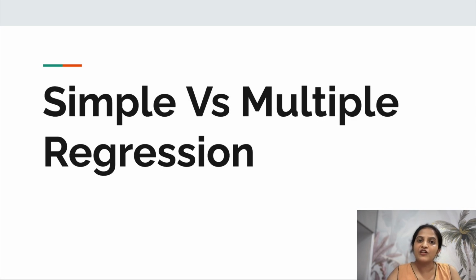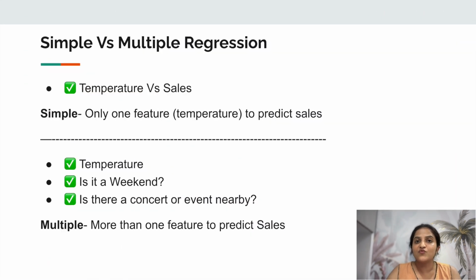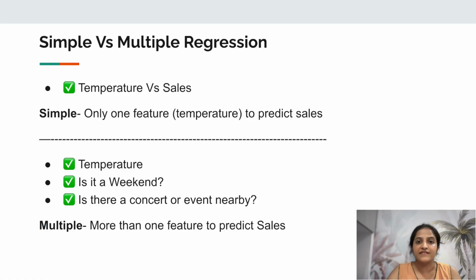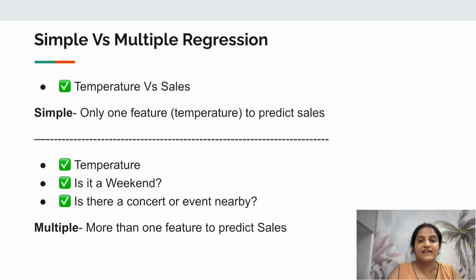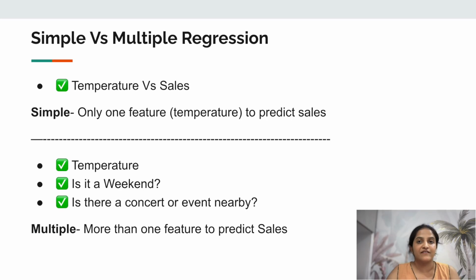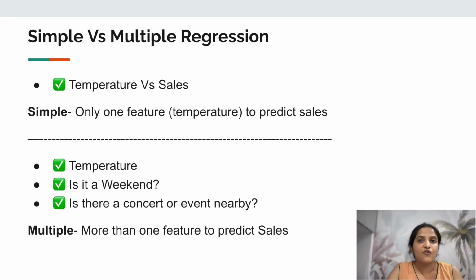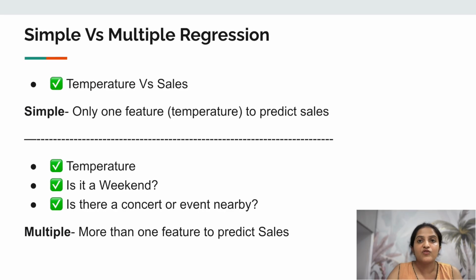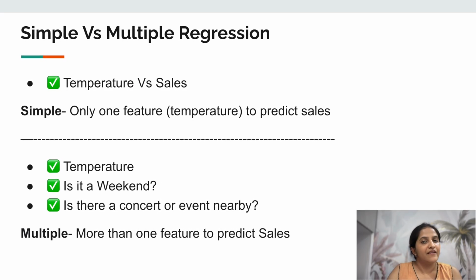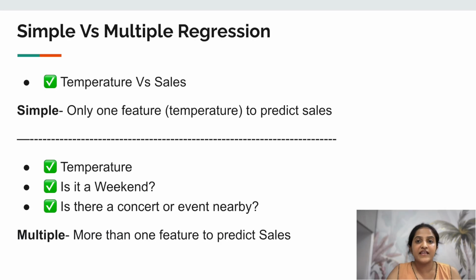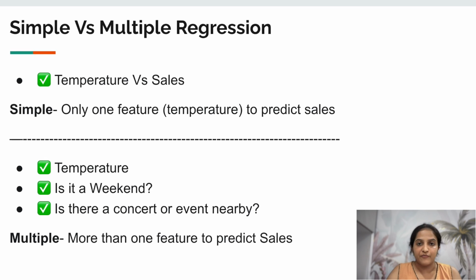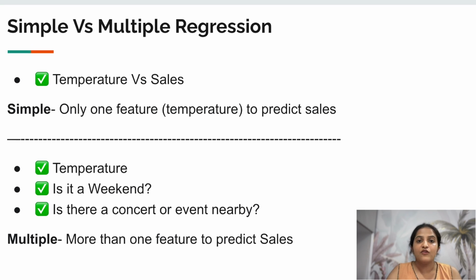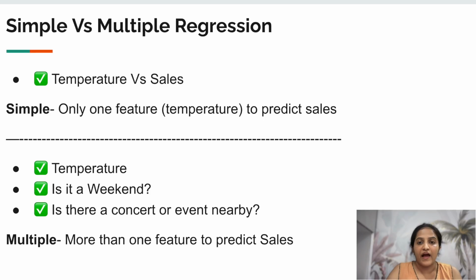Now, what we saw with Chloe is called simple regression. It's simple because we just used one thing, the temperature, to predict her sales. But what if Chloe gets even smarter? She realizes that sales are also higher on the weekend and they go way up when there's a concert in the park nearby. When we use more than one piece of information to make our prediction, it's called multiple regression. It's the same idea, but now our model is more powerful because it's looking at the temperature, the day of the week, and local events to make an even more accurate guess.